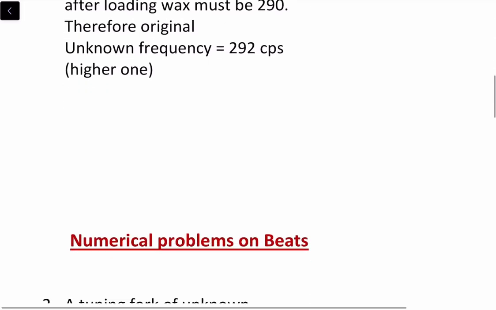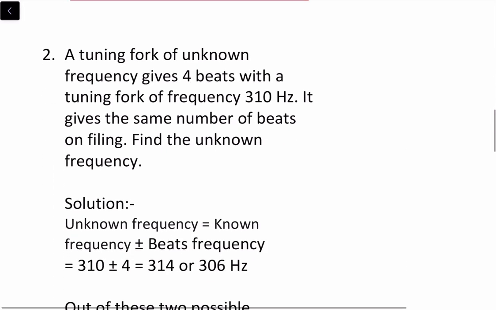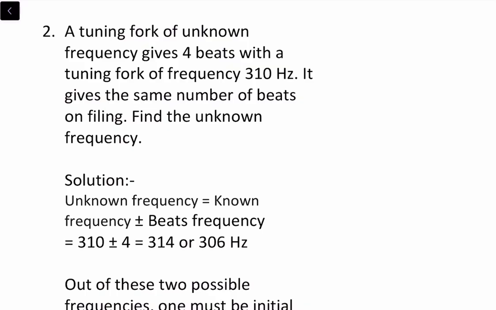Let me take you to the other problem. The second problem: a tuning fork of unknown frequency gives 4 beats with a tuning fork of frequency 310 hertz. It gives the same number of beats on filing. Find the unknown frequency. Now, the first one is 310, the other is unknown. In the beginning, both of them together give 4 beats per second, but after filing the unknown one, again they both together give 4 beats per second.